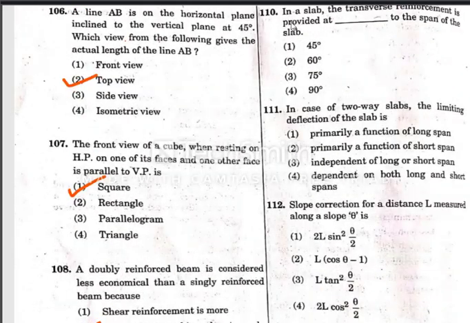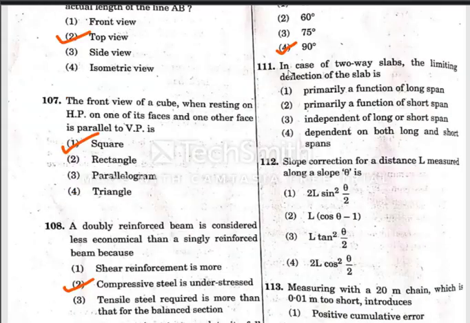And the next question: in a slab, the transverse reinforcement is provided at dash to the span of the slab. In a slab, the transverse reinforcement is provided at 90 degrees to the span of the slab. So option 4, 90 degrees, is the correct answer for this question.